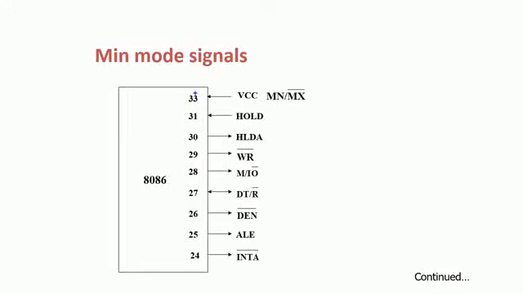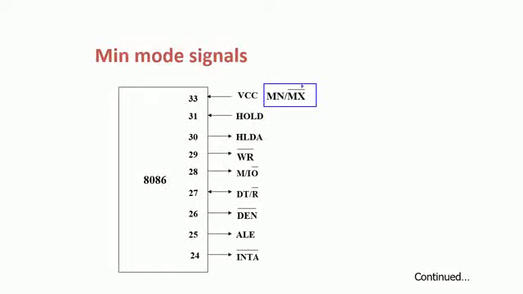I hope you have drawn the pin diagram of the 8086 microprocessor. Go to your pin diagram of the 8086 microprocessor. In that we are having the 33 pin. The 33 pin indicates whether the microprocessor is working under the minimum mode or in the max mode. If the microprocessor is working in the minimum mode, then we are supposed to connect the 33 pin to plus 5 volts. I explained that one in the previous class.